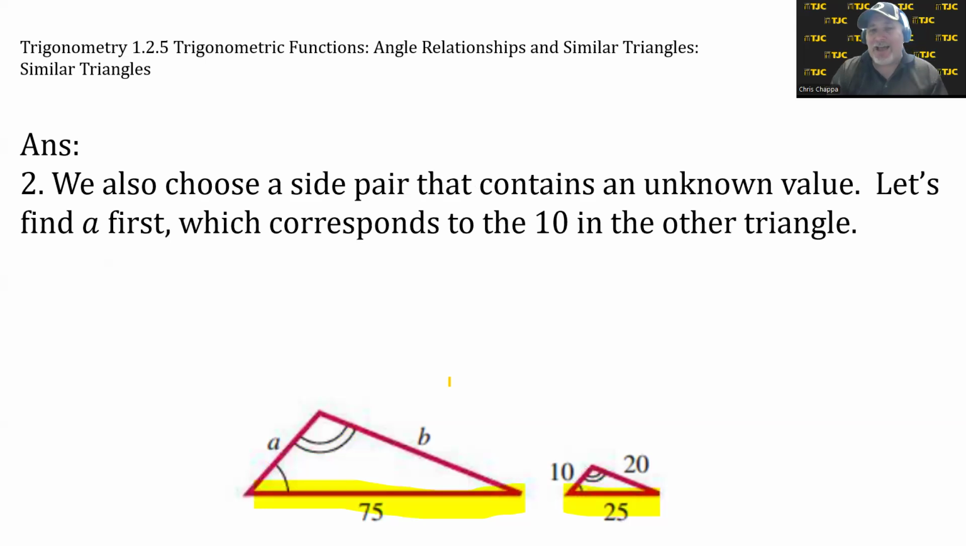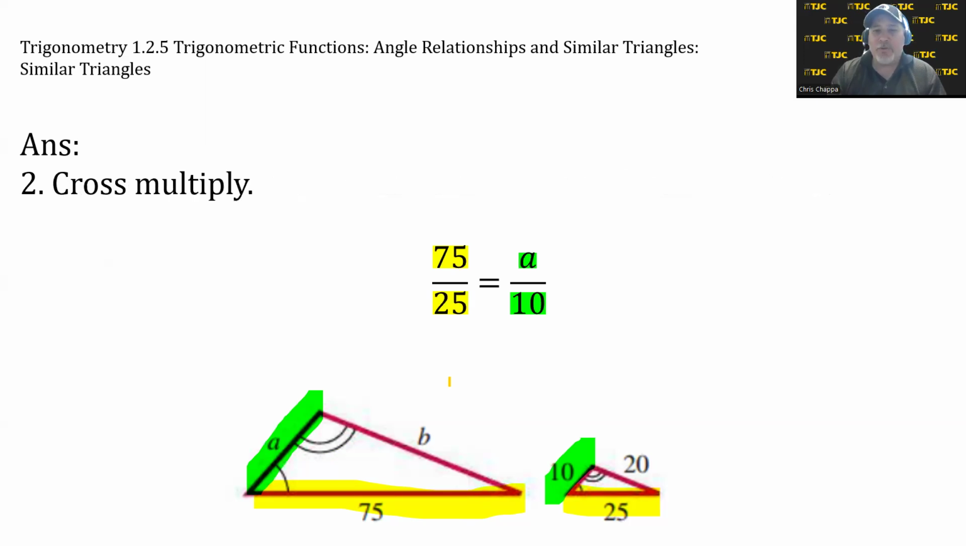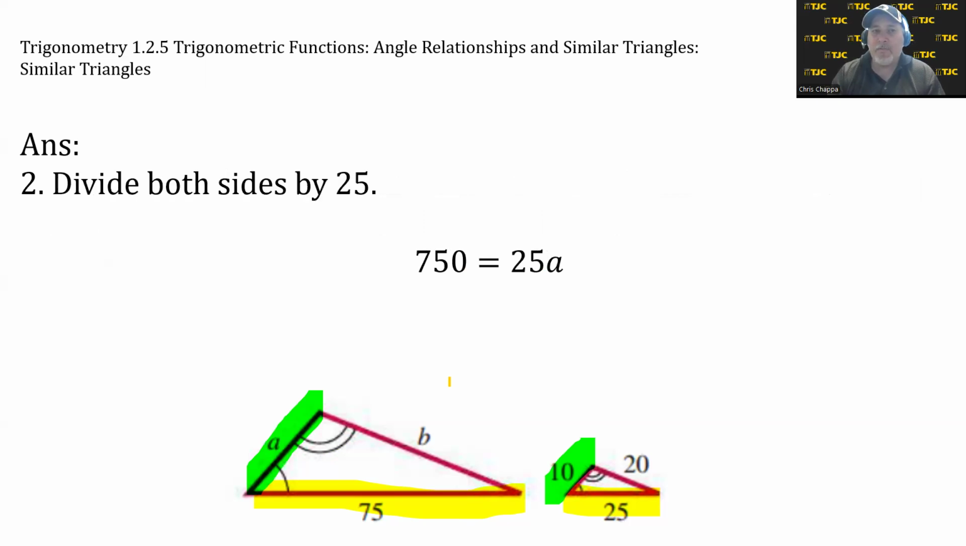But we also choose a side pair that contains an unknown value. Let's choose a pair that includes A, which is the pair of A and 10. And now we set up ratios comparing the sides of the first triangle to sides of the second triangle. 75 compared to 25 is equal to A compared to 10. And now we solve. Cross multiply, do 75 times 10 and 25 times A. 75 times 10 is 750. 25 times A is 25A. Divide both sides by 25 and you get A equals 30.